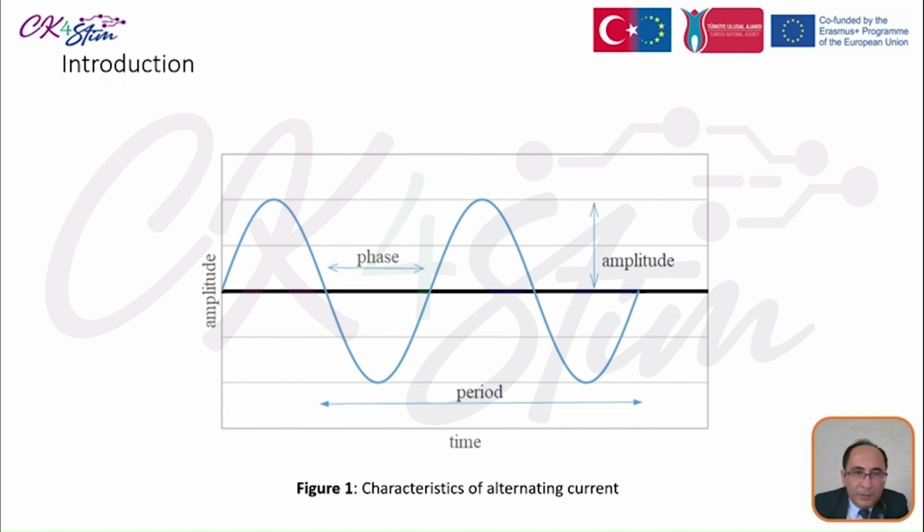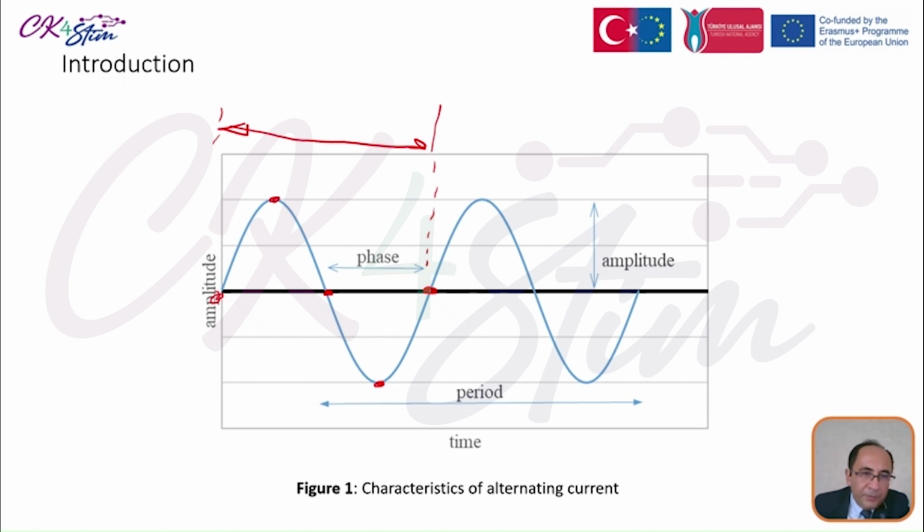Here, the amplitude starts from zero, reaches the positive highest value, comes back to zero, reaches the negative highest value, and comes back to zero. This is the process. The time that passes through this single process is called the period.